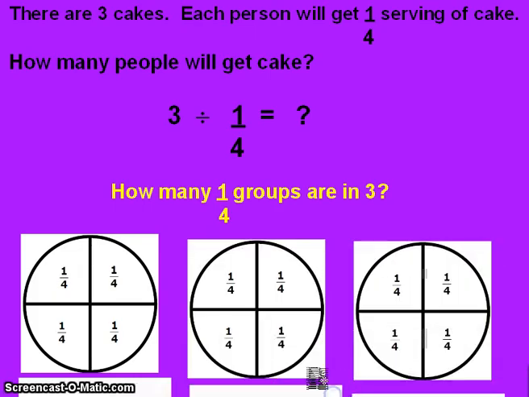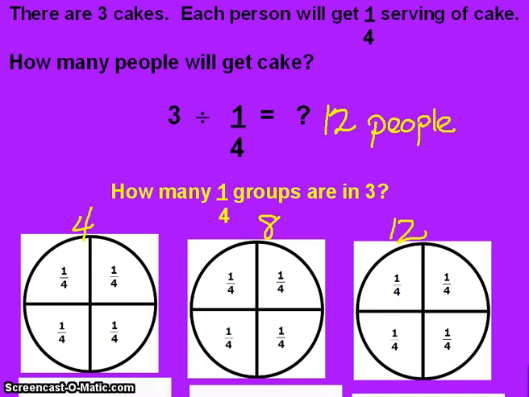Now we can count how many groups of 1/4 are in these 3 wholes. I see that there are 1, 2, 3, 4 groups of 1/4 in this one whole, which means there are 4 groups of 1/4 in the others. Now all I have to do is count by 4s to make my counting quicker. So I have 4, 8, 12. I have 12 groups of 1/4, which means 12 people can get cake.